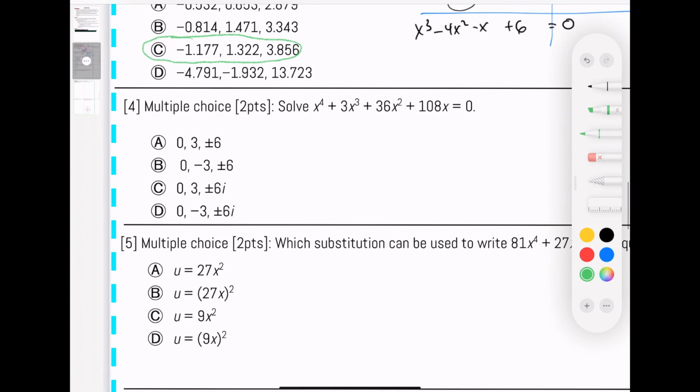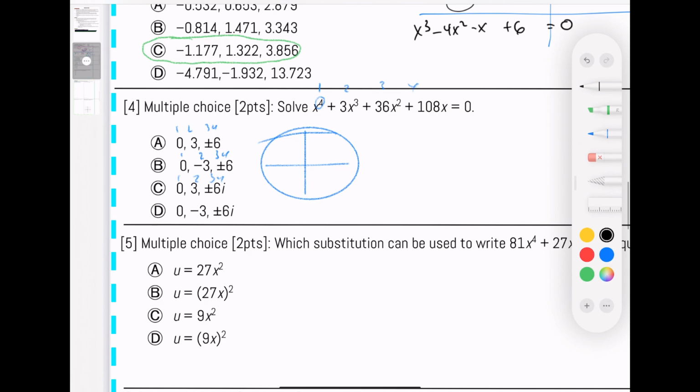Question number 4 tells us to solve. This is a 4th degree polynomial. So 1, 2, 3, 4, 1, 2, 3, 4, 1, 2, 3, 4. Okay, they all match. All right, 4 terms. And let's see if we can put this into our X box. Haha, it's supposed to be a box. And remember, these go in a Z. X to the 4th, 3x to the 3rd, 36x squared, and plus 108x.